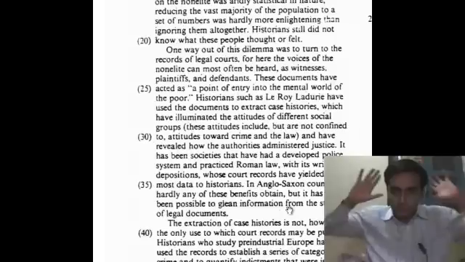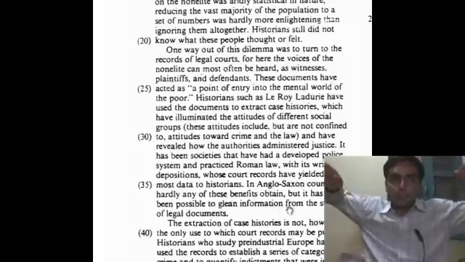These documents have acted as, in inverted commas, a point of entry into the mental world of the poor. So this inverted comma is actually catching my eye: a point of entry into the mental world of the poor. The author is keeping this in inverted commas, so he wants me to focus on this thing. Historians such as Ladurie have used this document to extract case histories which have illuminated the attitudes of different social groups. These attitudes include but are not confined to attitudes towards crime and law, and have revealed how authorities administered justice. It is societies that have developed police systems and practiced Roman law with its written deposition, whose court records have yielded the most data to historians.